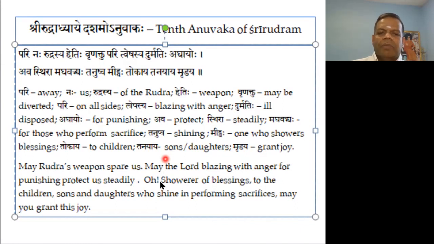So in this meaning, I have said those who shine performing sacrifices. That means once you're performing sacrifices, you yourself will shine with divine light. May you grant joy. So it's a prayer. Let all bad things go away from us, and may you shower grace on all the children, the sons and daughters, who go worshipping you.